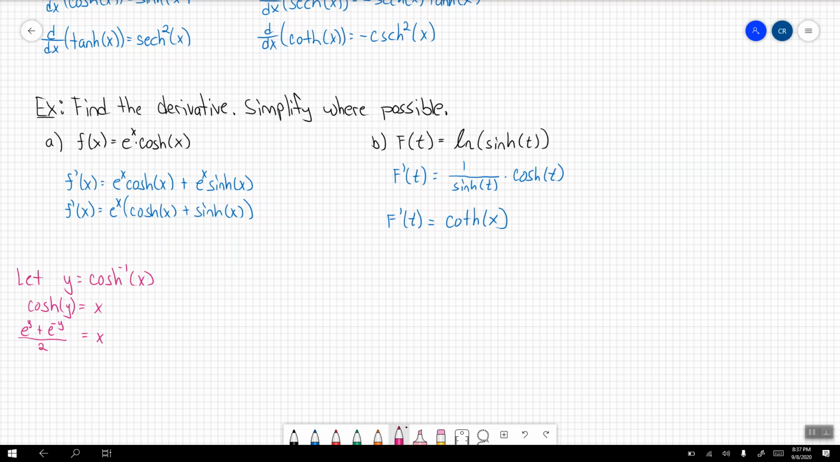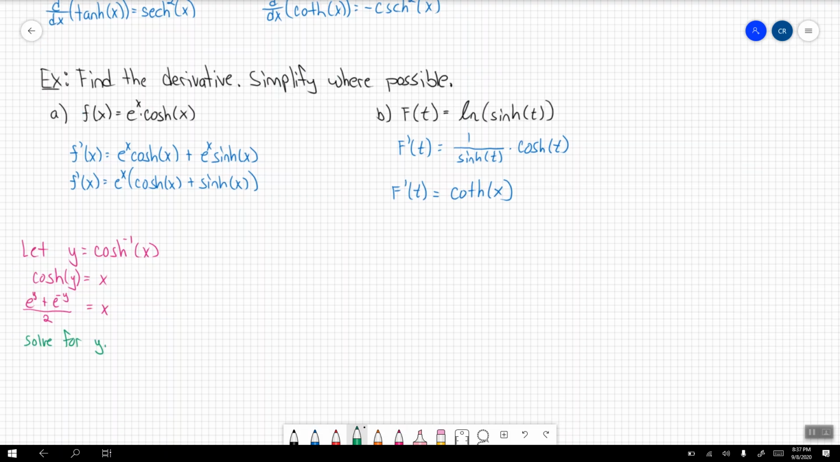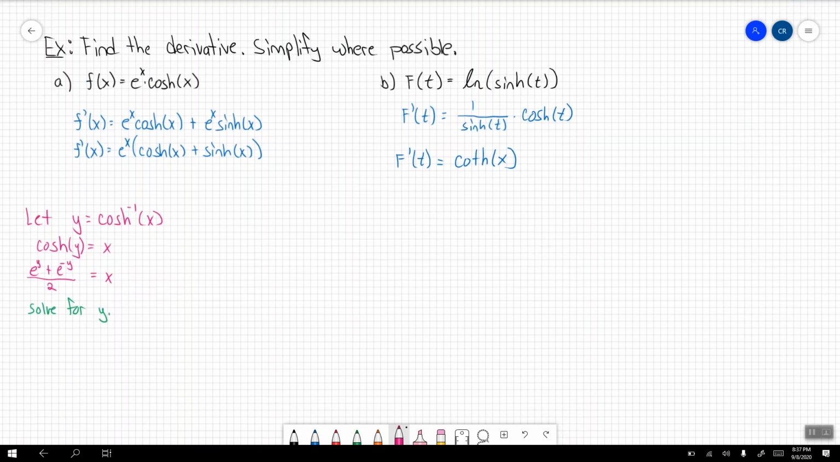Again, what we're trying to do is solve for y so that we can get an expression for inverse hyperbolic cosine of x. In order to do this, we must be able to solve for y. So let's attempt to solve for y. This is going to be easier said than done, so put on your algebra boots and we're going to get to walking. Here we go.